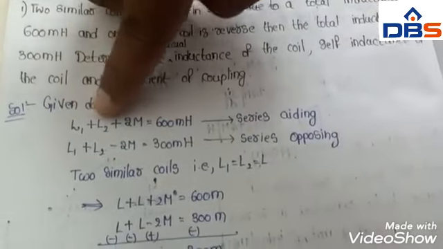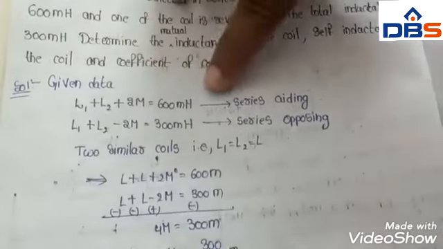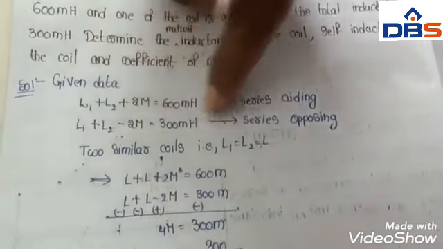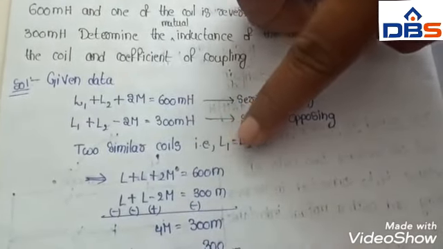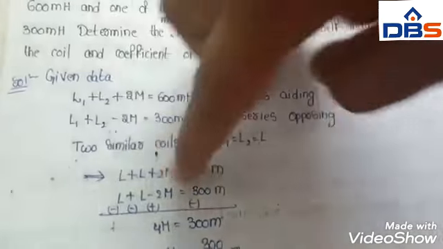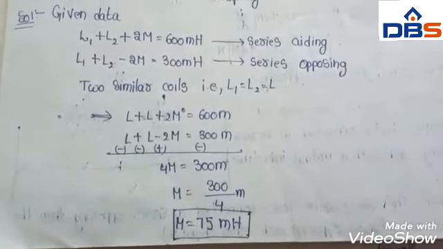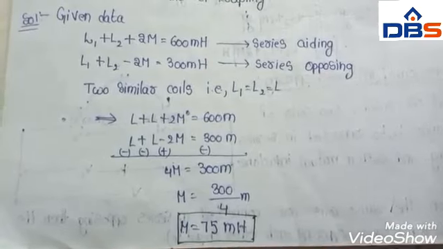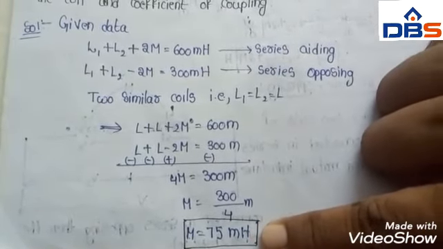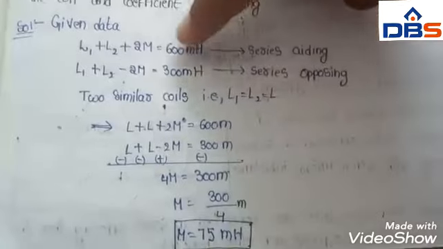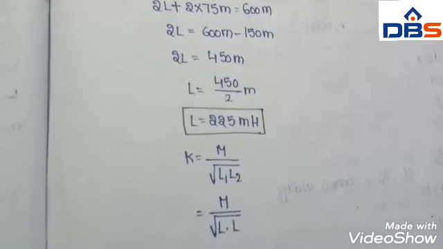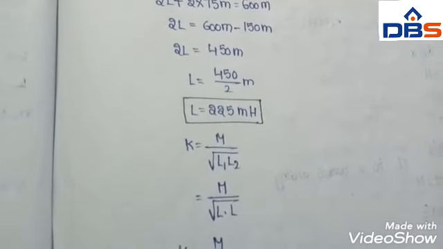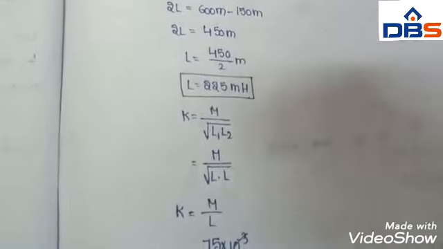So L1 + L2 + 2M = 600, L1 + L2 - 2M = 300, and the two coils are similar, so L1 = L2 = L. Applying the calculation, we get M = 75 millihenry. Substitute this M value in the first equation: 2L + 2 × 75 = 600 millihenry. L = 225 millihenry, and we have already found M and L.